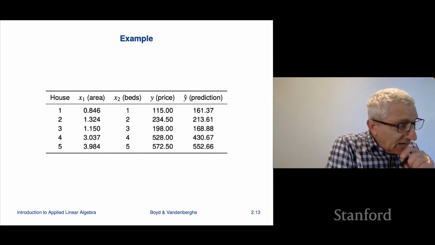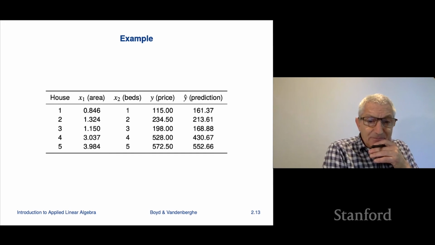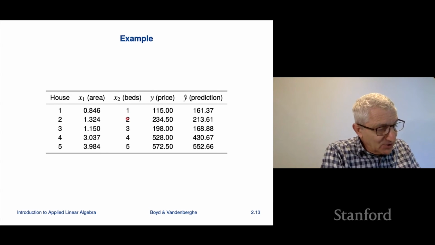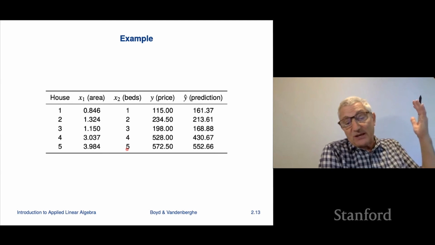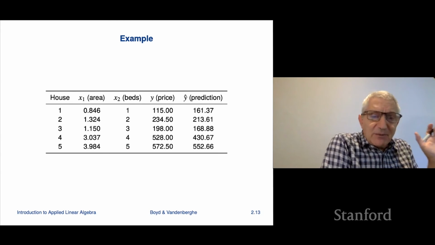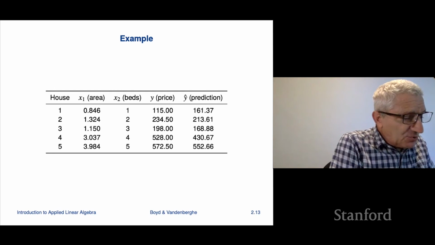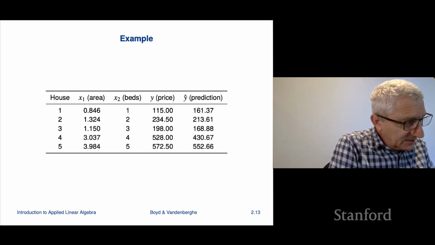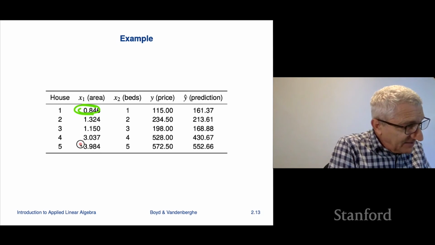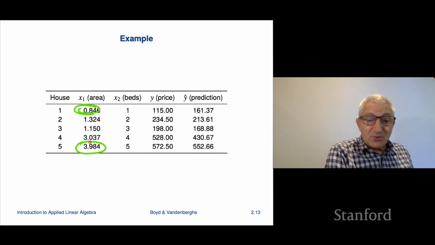Well, I've shown you 5 houses, okay? And actually the first one has 1 bedroom, then 2, 3, 4, and 5 bedrooms, but it doesn't have to. And by the way, this is actually some real data. Here, the first one is 846 square feet. We can see that here. This 5 bedroom house is almost 4,000 square feet.